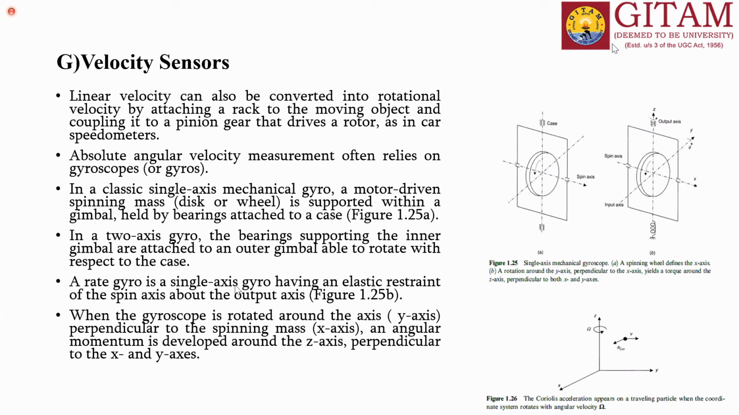The basic gyroscope is useful to estimate angular velocity or angular displacement in three dimensions. When the gyroscope is rotated around the axis perpendicular to the spinning mass, an angular momentum is developed around the z-axis perpendicular to the x and y axes. So in velocity sensors, we have the gyroscope. Gyroscope is useful to estimate angular velocity.